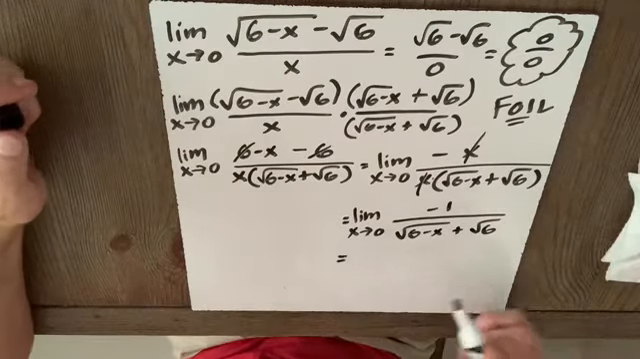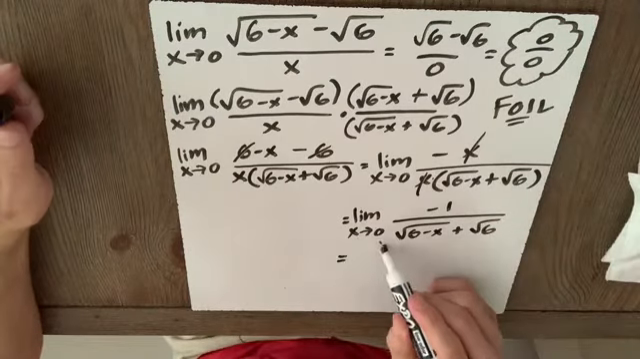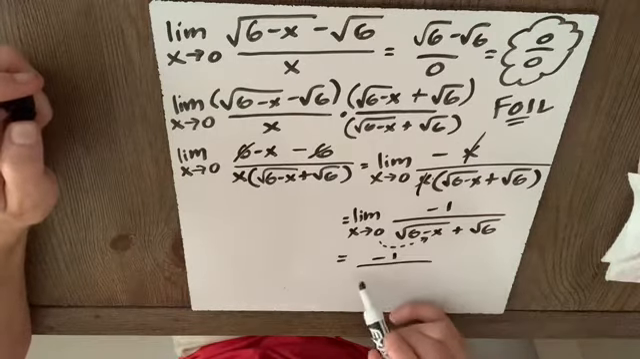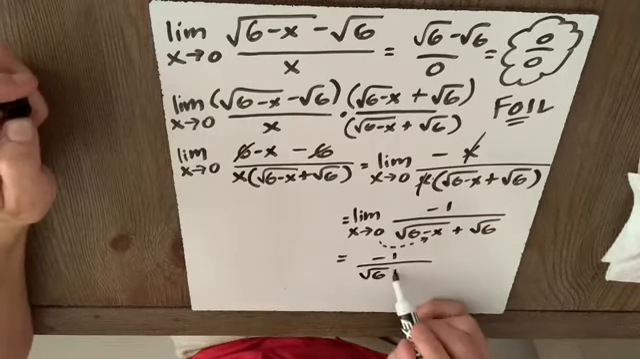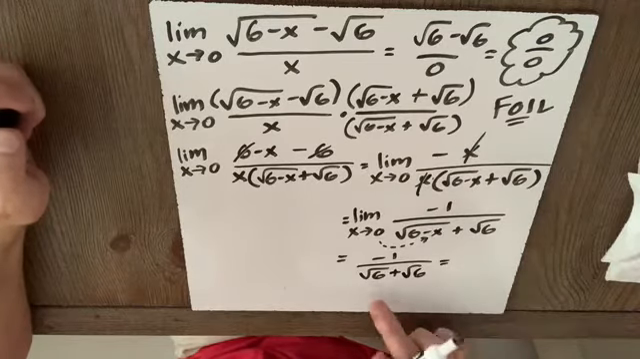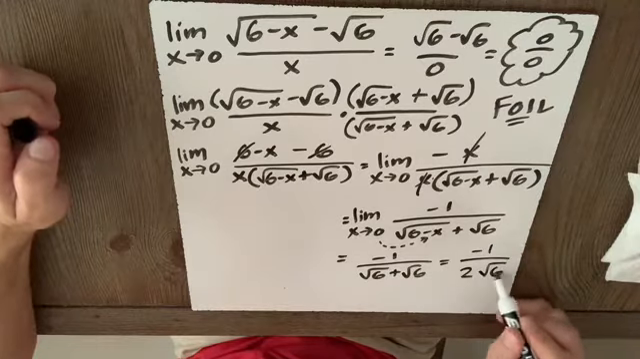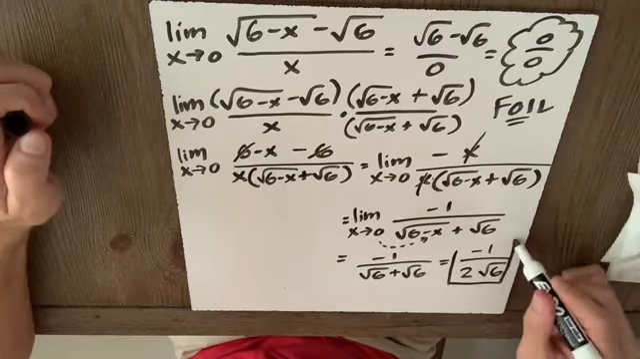And now, after I've canceled, I can do my direct substitution, which gives me negative 1 over the square root of 6 minus 0 plus the square root of 6. Well, there's 2 of them. So we can say this is negative 1 over 2 of these square roots of 6. And there is our limit.